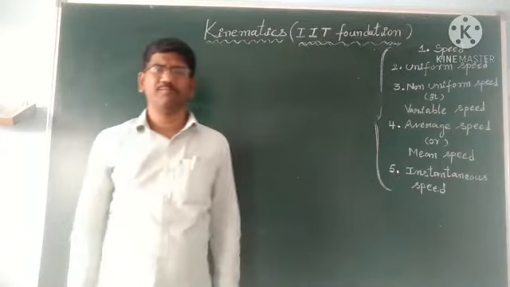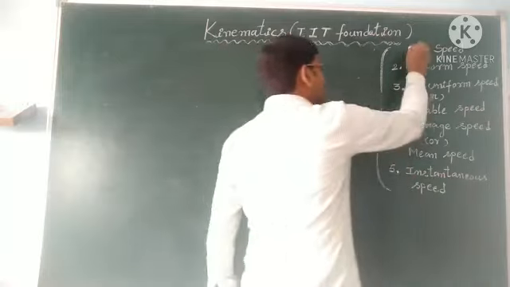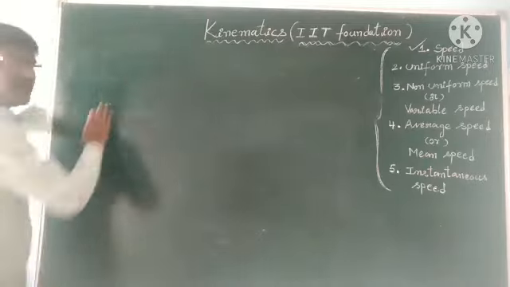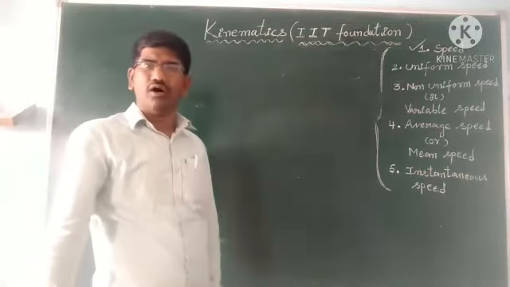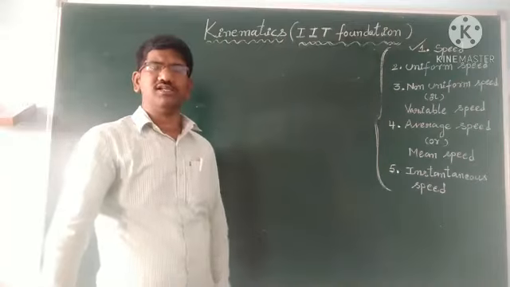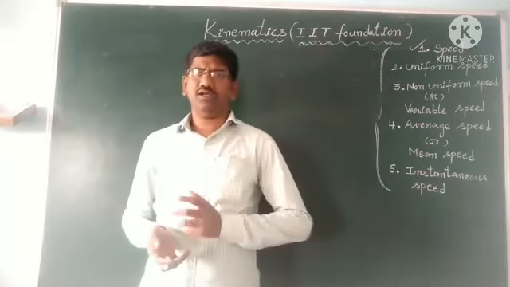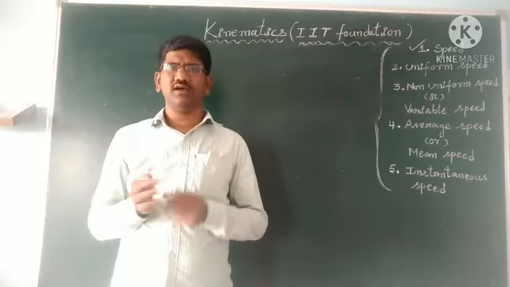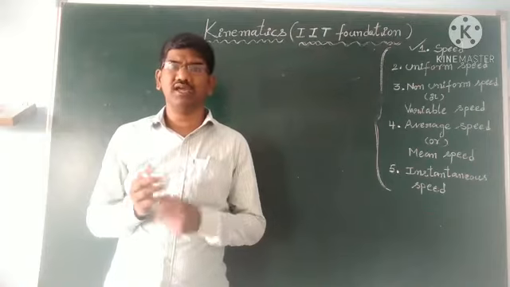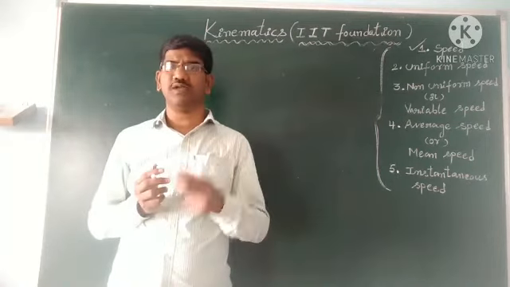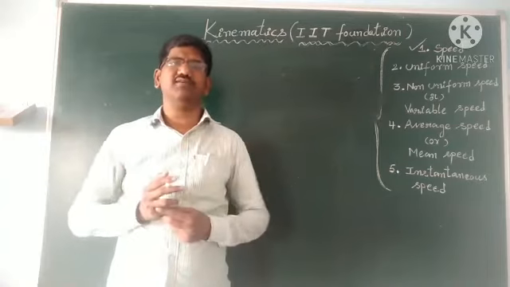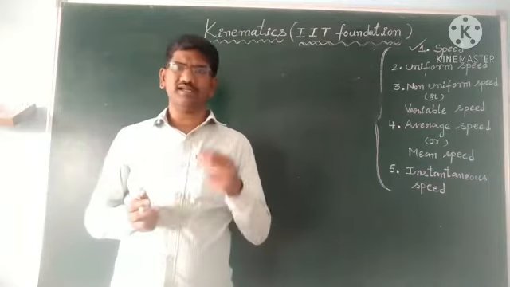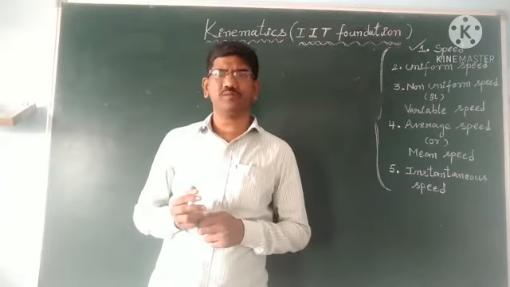Okay students, already we have seen what is the speed, and see my dear students, speed is measured with a device called speedometer. That speedometer is there in the front of the bikes or cars. By seeing that speedometer we can say what is the instantaneous speed at that particular instant of time. So speed is measured with a device called speedometer, and that speedometer measures the instantaneous speed.